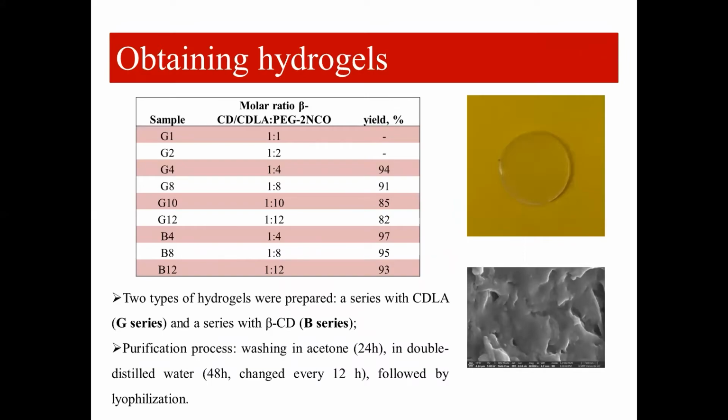Two types of hydrogels were prepared, a series with modified cyclodextrin, the G series, and a series with native cyclodextrin, the B series, to compare their properties. The main synthesis parameter was the cyclodextrin and polyethylene glycol molar ratio. We found out that for high cyclodextrin content, the hydrogels lose their integrity. The purification process consisted of swelling in acetone, followed by swelling in water, then freeze drying. The aspect of the hydrogels was transparent, and the SEM micrographs show that the product has some porosity.